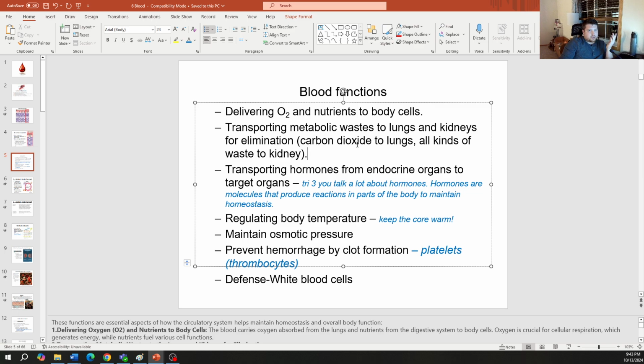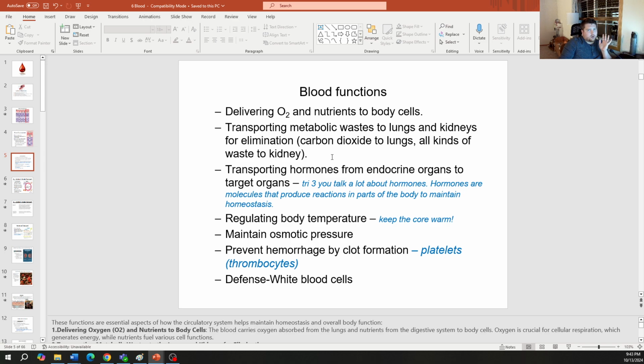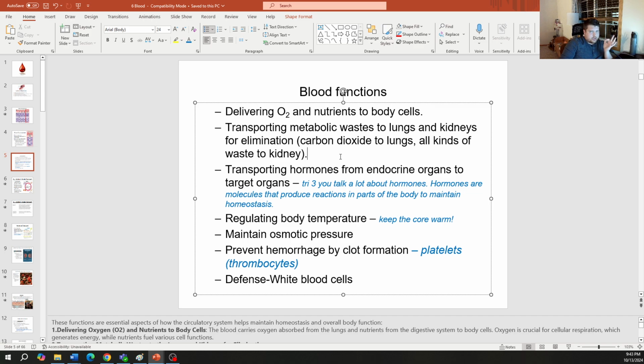Carbon dioxide, which is part of the energy process, goes to the lungs, and then all sorts of different kinds of waste go to the kidney. You'll get a lot more detailed into the kidney, what kind of waste products go through and how everything's filtered, in trimester 3 in physiology 2.